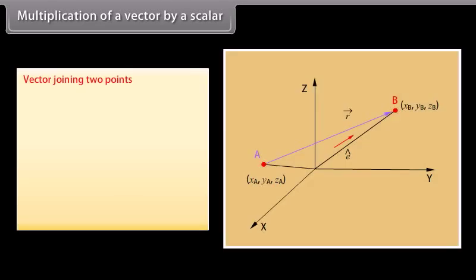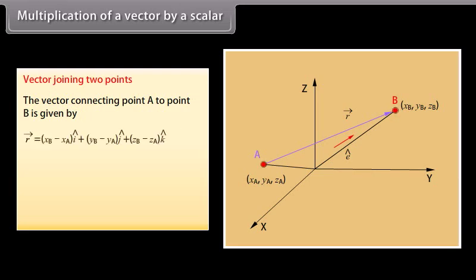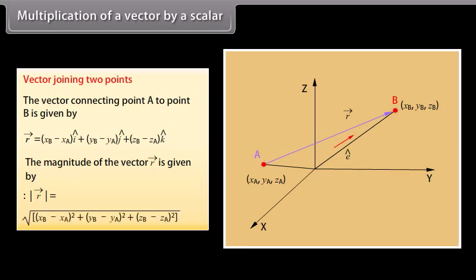Vector joining two points. The vector connecting point A to point B is given by vector R equals (xb minus xa) i plus (yb minus ya) j plus (zb minus za) k. The magnitude of the vector R is the square root of (xb minus xa) whole squared plus (yb minus ya) whole squared plus (zb minus za) whole squared.